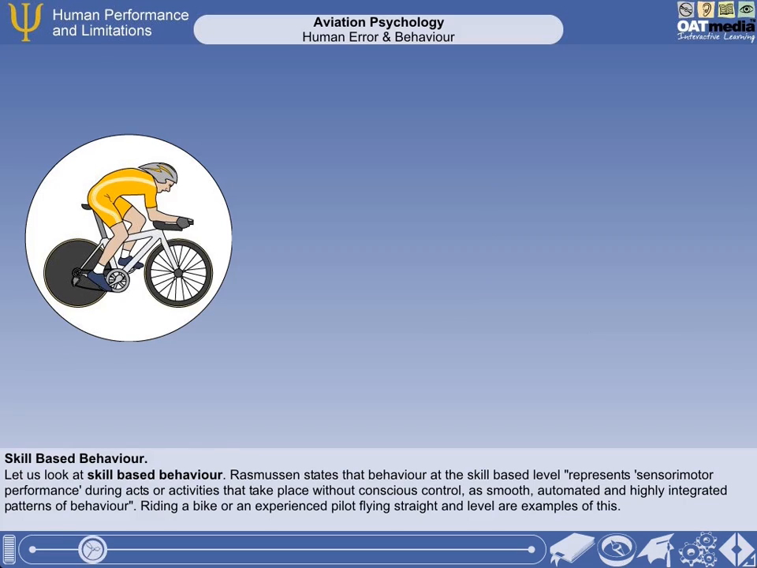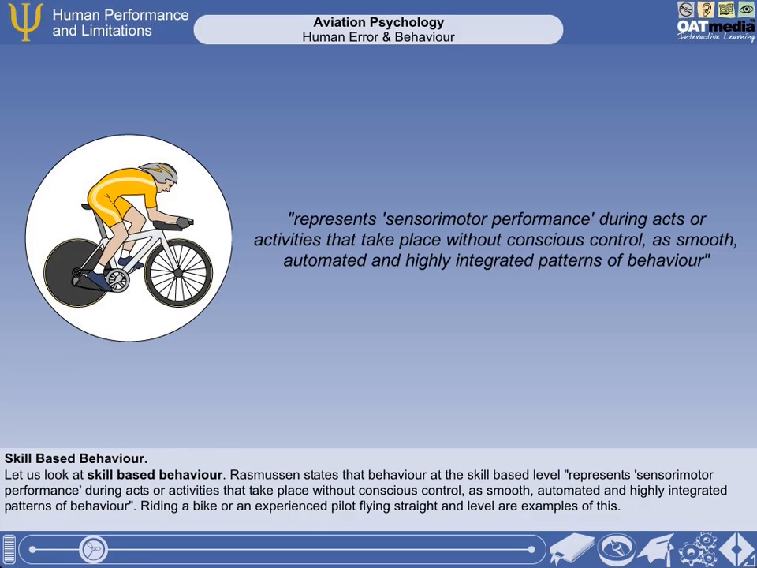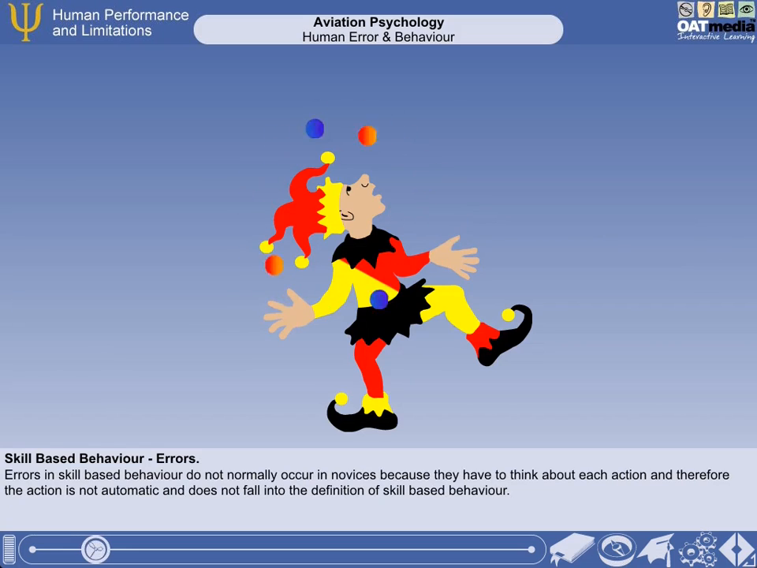Let us look at skill-based behaviour. Rasmussen states that behaviour at the skill-based level represents sensory-motor performance during acts or activities that take place without conscious control, as smooth, automated, and highly integrated patterns of behaviour. Riding a bike or an experienced pilot flying straight and level are examples of this. Errors in skill-based behaviour do not normally occur in novices, because they have to think about each action, and therefore the action is not automatic, and does not fall into the definition of skill-based behaviour.